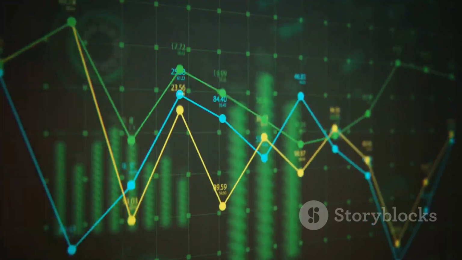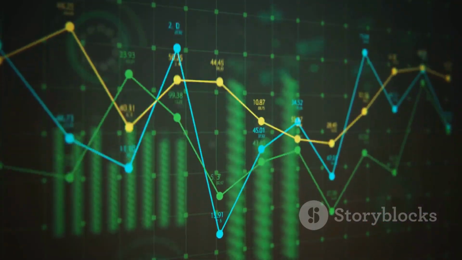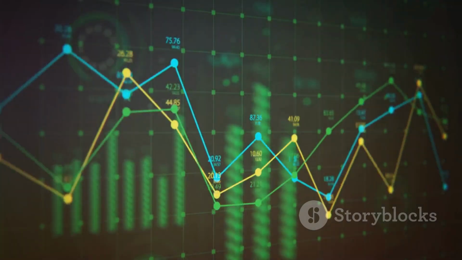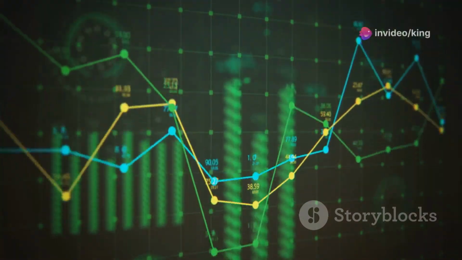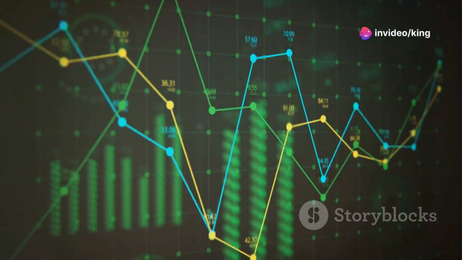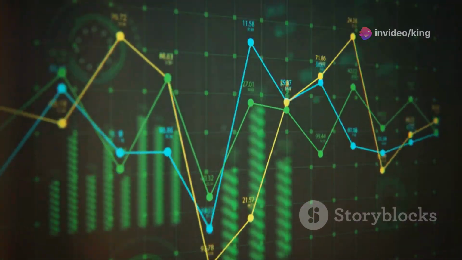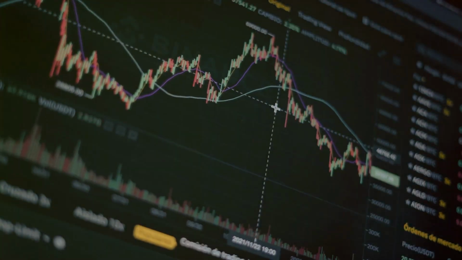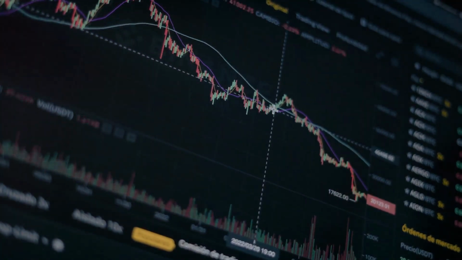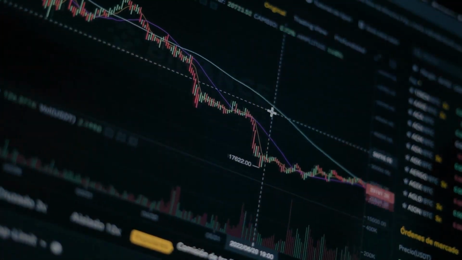Next, add essential indicators to your charts. Keep it simple at first. A moving average can help identify short-term trends. The Relative Strength Index, RSI, can indicate overbought or oversold conditions. Volume indicators are also crucial for confirming price movements. Customize the colors and styles of your charts for easy reading at a glance.